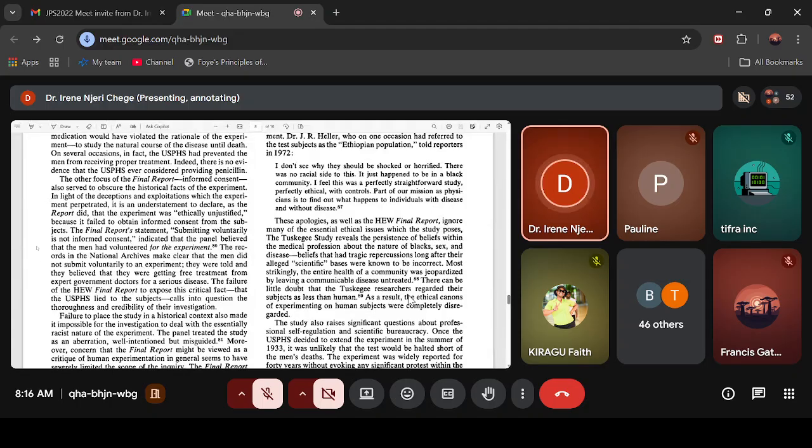So the final focus of the final report, informed consent, also served to observe that historical facts of the experiment in light of the deceptions, the exploitations, which the experiment perpetrated. It is an understatement to declare, as the report did, that the experiment was ethically unjustified because it failed to obtain informed consent from the subjects. Okay, so read the conclusion of the study. It was a horrific study.